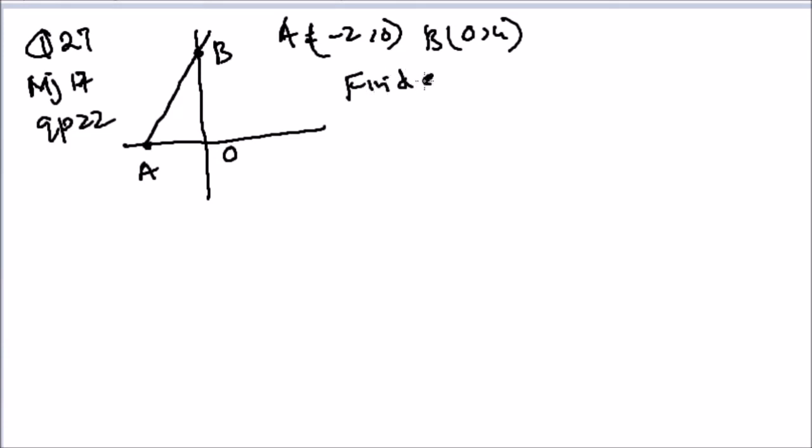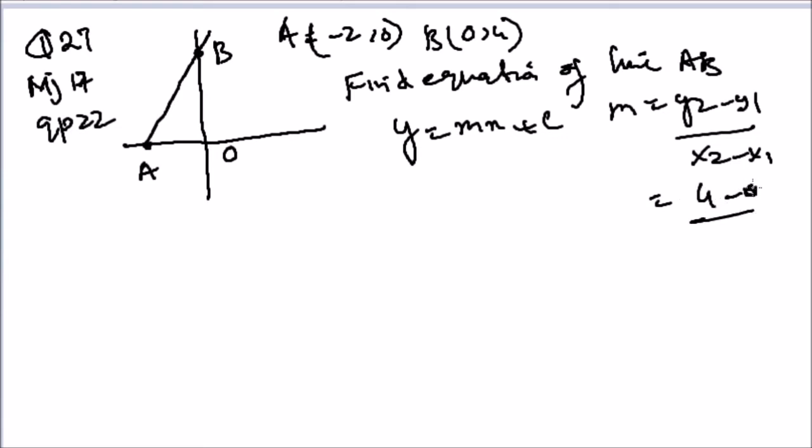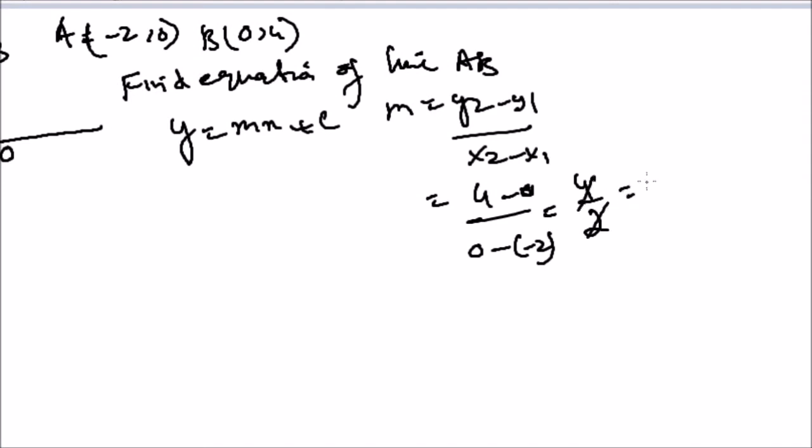Find the equation of line AB. Simple, very simple thing. y is equal to mx plus c. To find m I take y2 minus y1 over x2 minus x1. Put in the points here, 4 minus 0 over 0 minus -2. So the result is 4 over 2. The answer is 2. We got the answer there, 2.